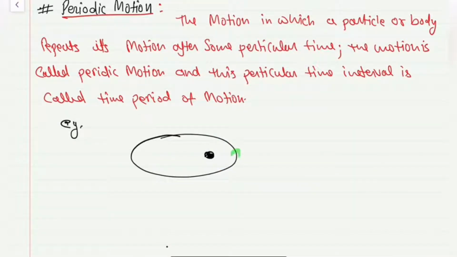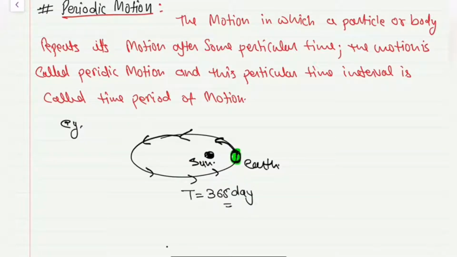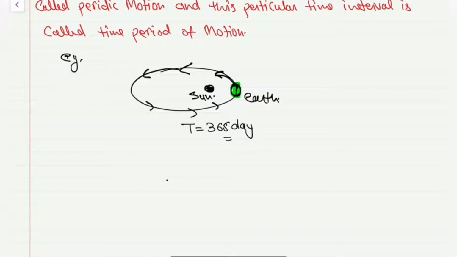This is earth. The motion of earth around the sun. Suppose this is sun. This is an example of periodic motion. Suppose this is earth and it is moving around the sun in some particular path, and it repeats its motion after some particular time interval. That time interval is 365 days. So this is the time period of this motion, isn't it?